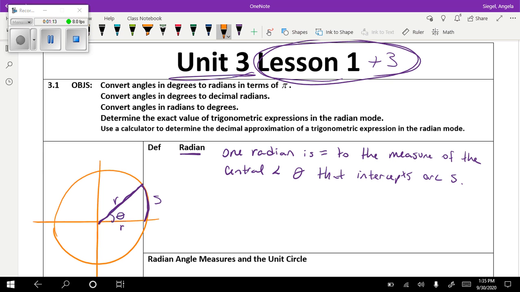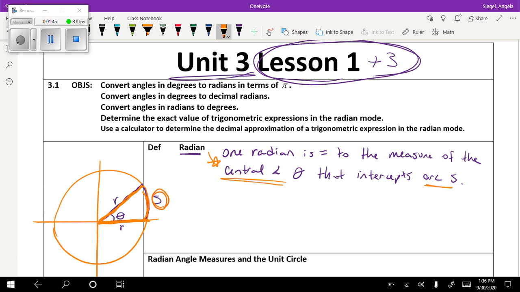So, here's the definition. A radian is equal to the measure of the central angle theta that intercepts arc S. What this means, I drew a picture over here, is that in this triangle, when this radius length is equal to this length right here, when those are equal, your arc length is going to be S, and that is going to be equal to 1 radian.